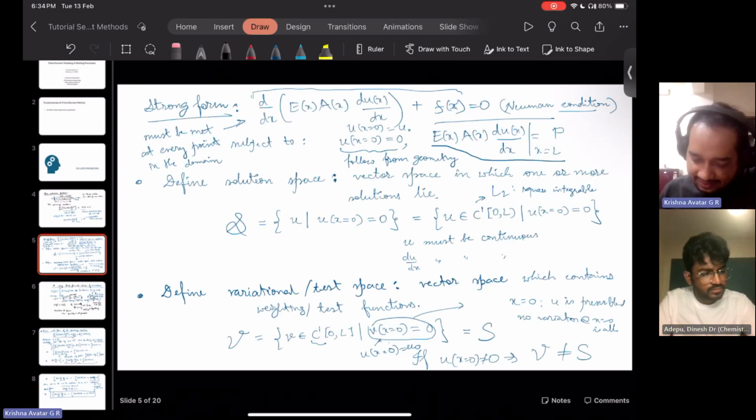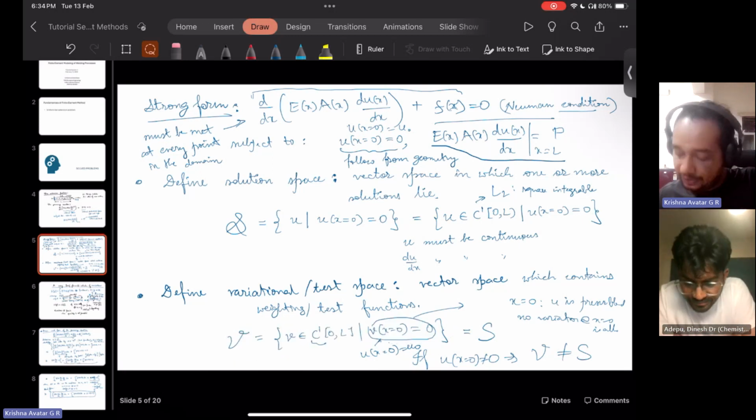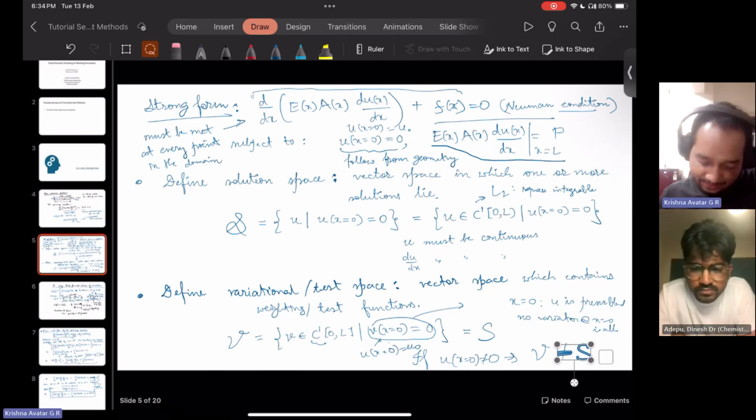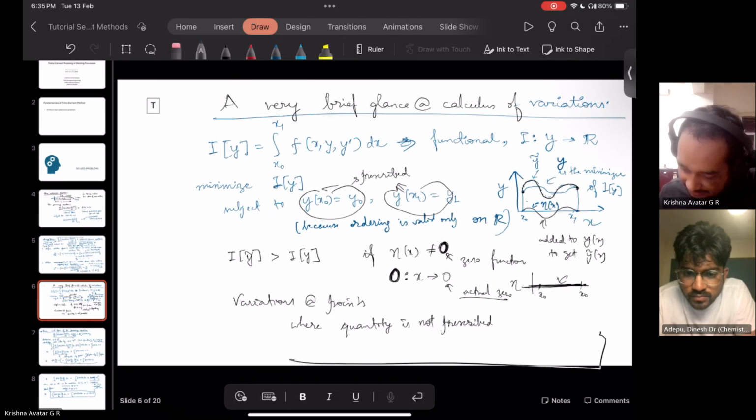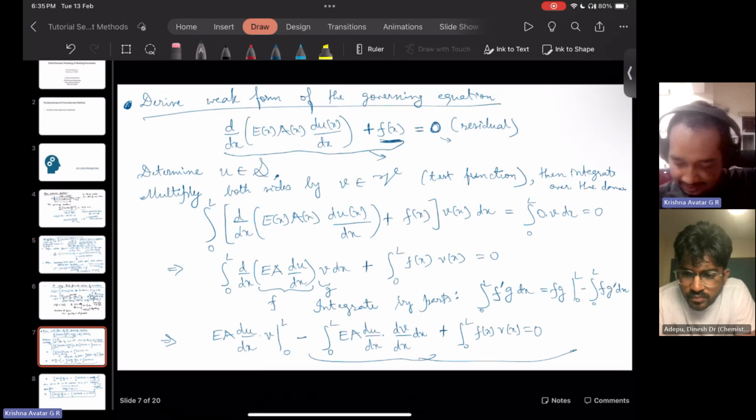So in that case, if even the boundary conditions happen to be non-trivial, like in this case, then the test space will still remain the same, but it will no longer be equal to the solution space. We just took a detour to understand this concept of variations. I'll mark it that there is a detour. Now we'll come back here.